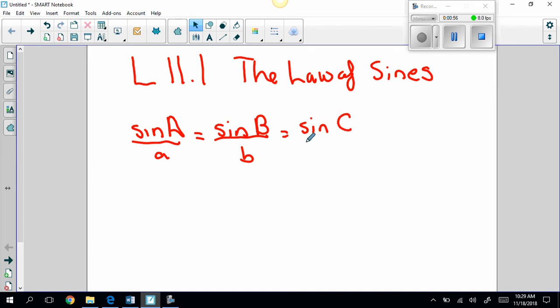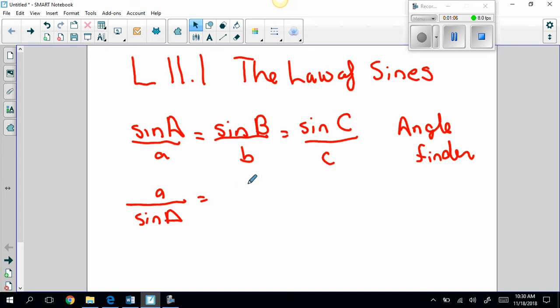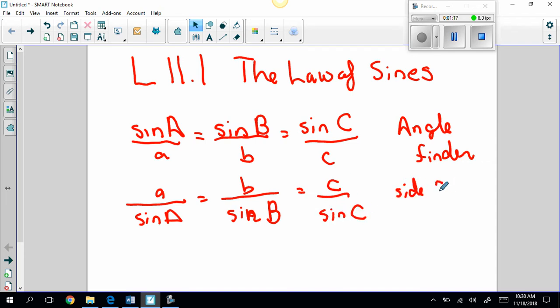This is what I refer to as my angle finder formula, and this I call my side finder. So when I want to find the side, I write down the lower one. When I want to find an angle, I write down the upper one. What's easier? Well, finding sides is easier.